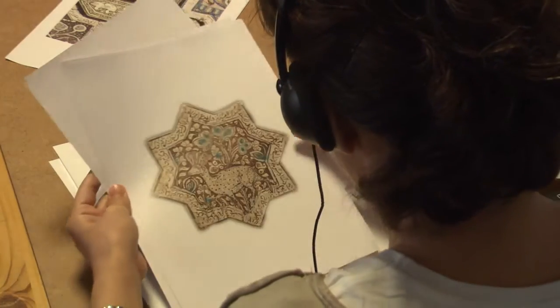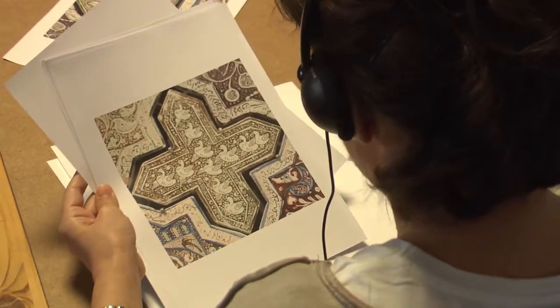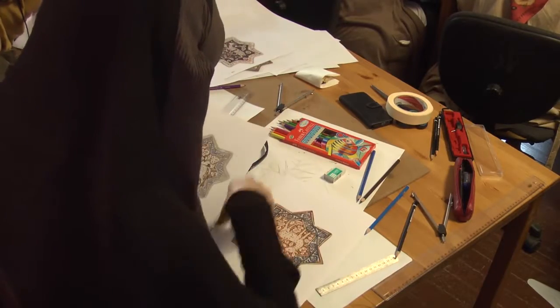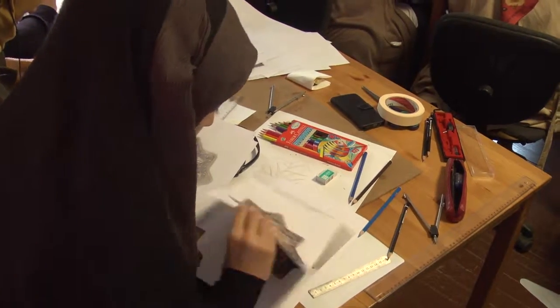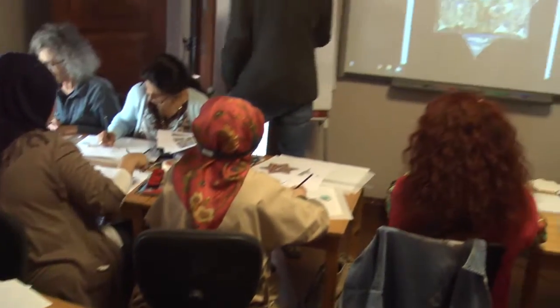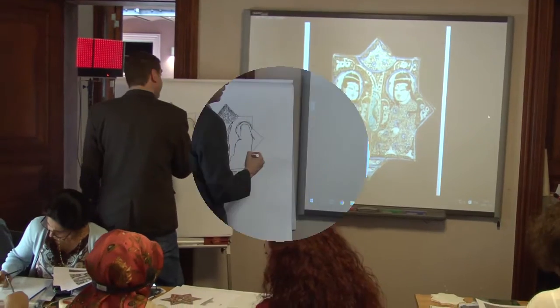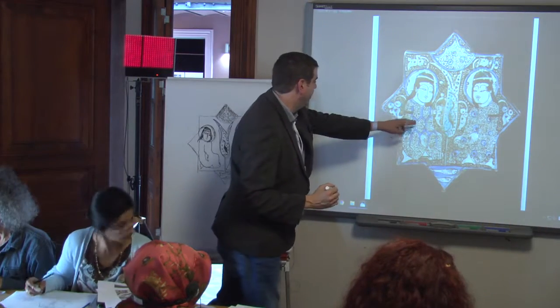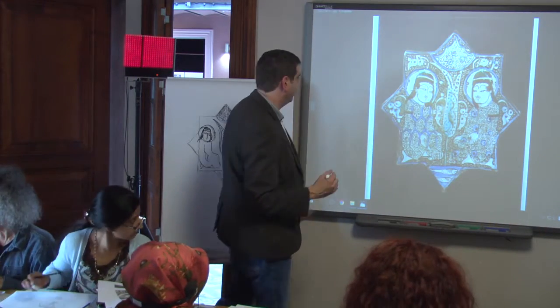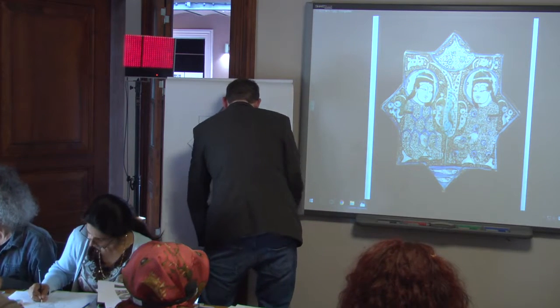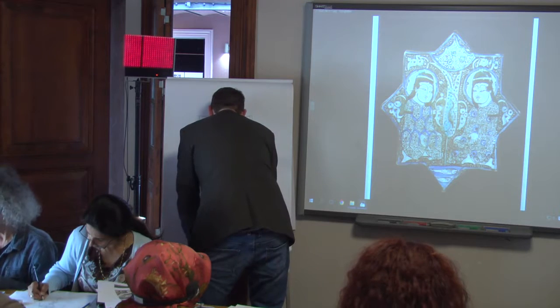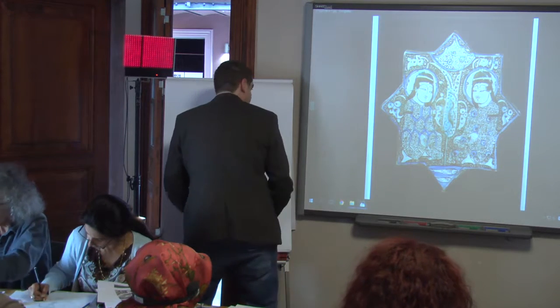How they draw the faces is very common in Kashan tiles. This kind of very rounded features, almost like the moon. And then you could also sketch out these squashed hexagons that you find in the pattern. These are blue.